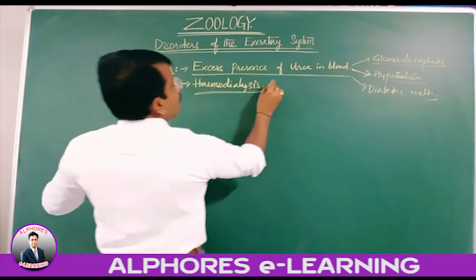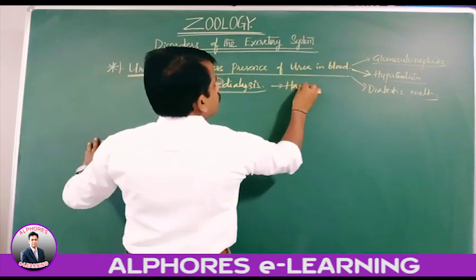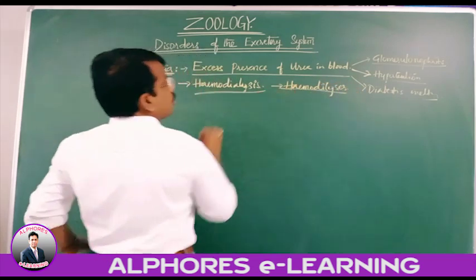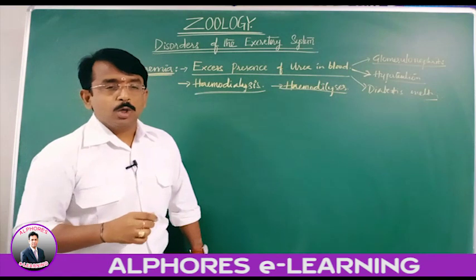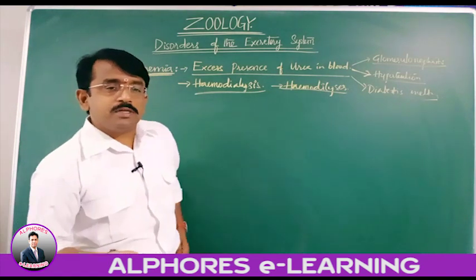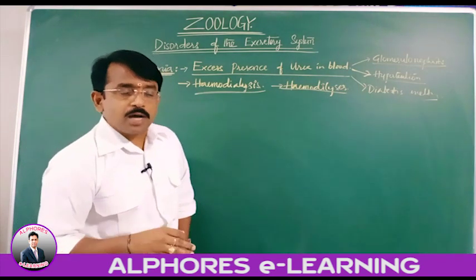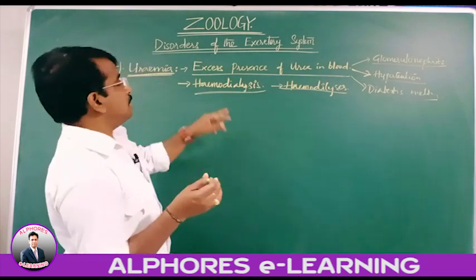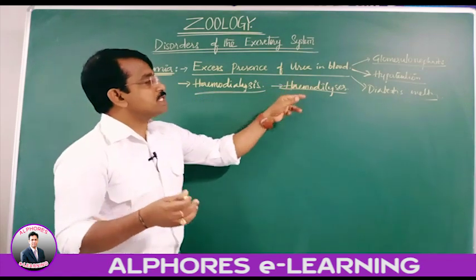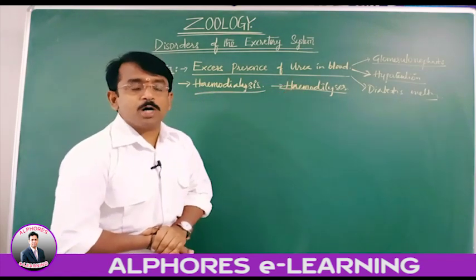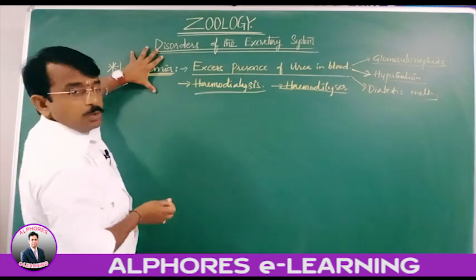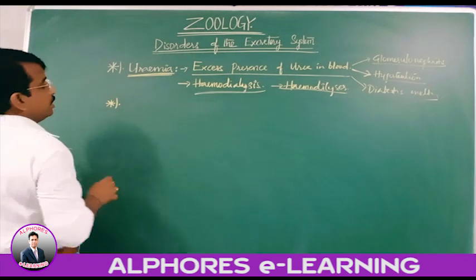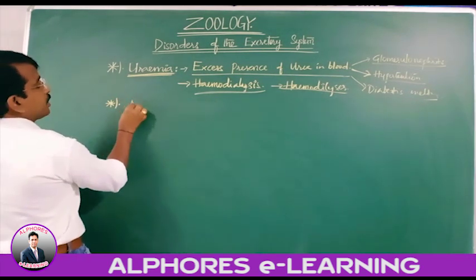Hemodialysis is done by a device named the hemodialyzer. The hemodialyzer is a device through which the filtration is done artificially, outside of the body. That is hemodialysis, done by means of a hemodialyzer. That is uremia.